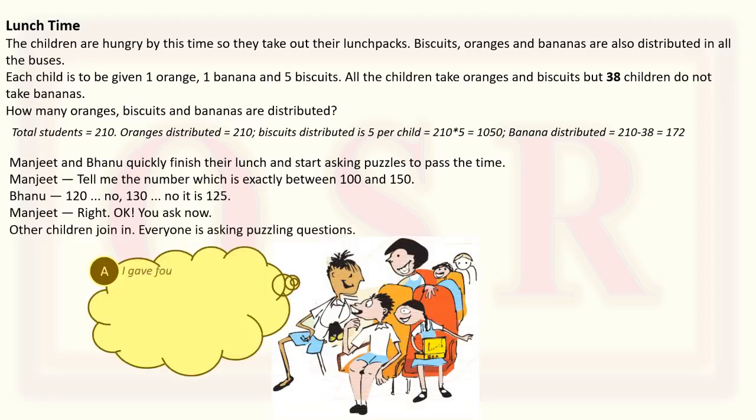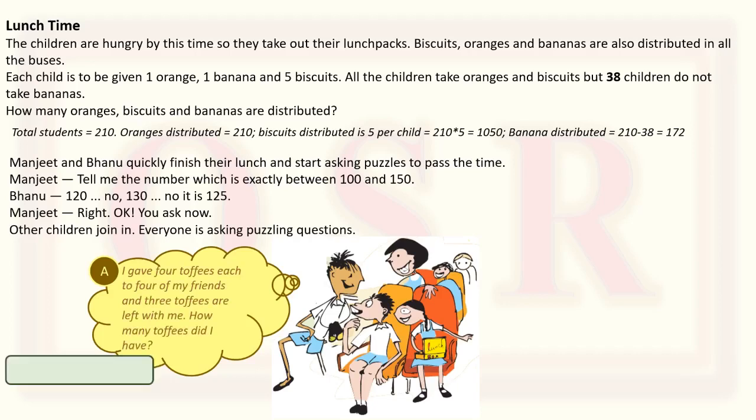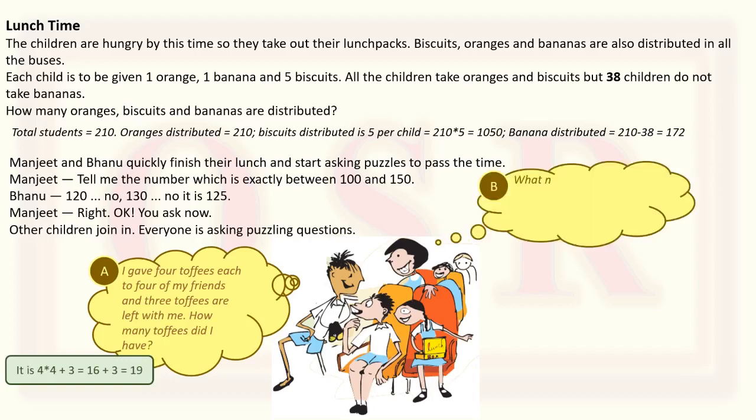First question. I gave 4 toffees each to 4 of my friends and 3 toffees are left with me. How many toffees did I have? Simple. So it is 4 into 4 plus 3, which is 16 plus 3, which is 19.